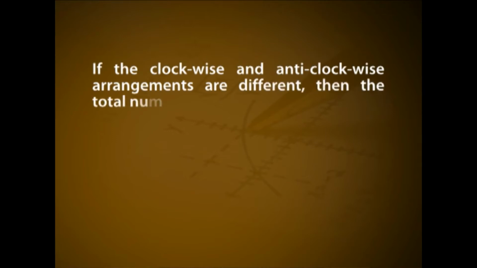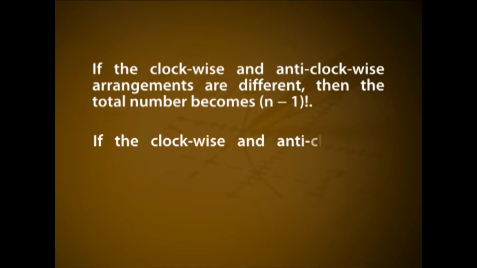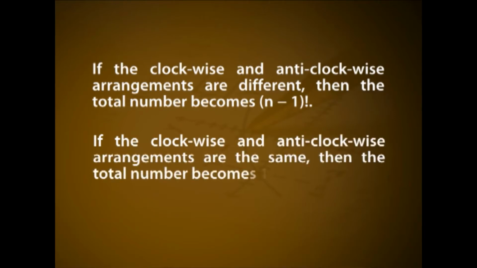The circular permutation itself consists of two types. If the clockwise and anti-clockwise arrangements are different, then the total number becomes n minus 1 factorial. This happens when people are arranged around a table. If the clockwise and anti-clockwise arrangements are the same, then the total number becomes half into n minus 1 factorial. This happens when a bracelet is formed using beads or when a garland is formed using flowers.